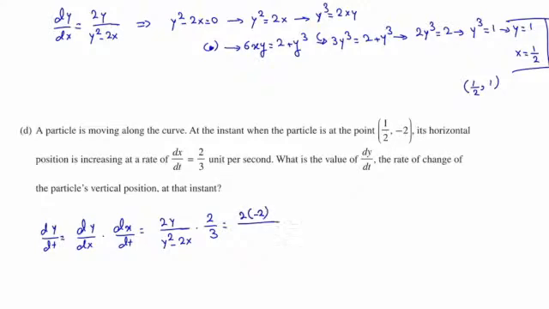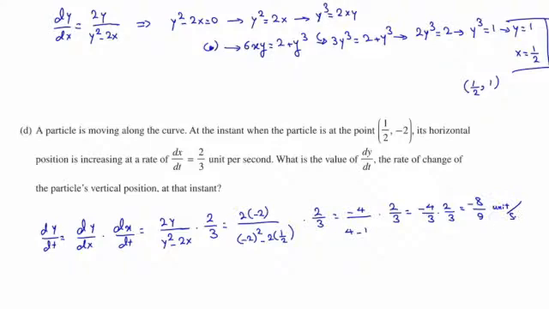So 2 times negative 2 over negative 2 squared minus 2 times 1 over 2, times 2/3. 2 times negative 2 is negative 4. Negative 2 squared is 4, minus 1, times 2/3. It will be negative 4 over 3 times 2/3, which is negative 8 over 9. The rate of change of the particle's vertical position at that instant is negative 8 over 9 units per second. Okay, so we found this part.